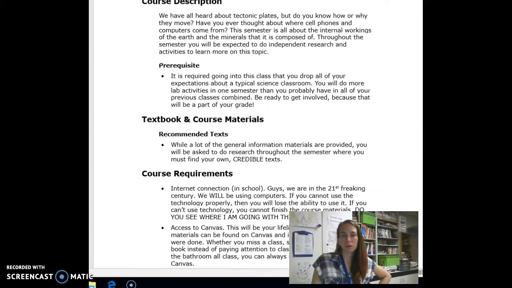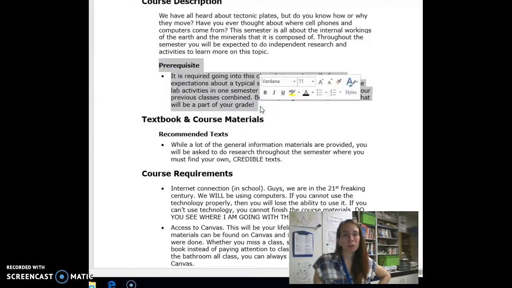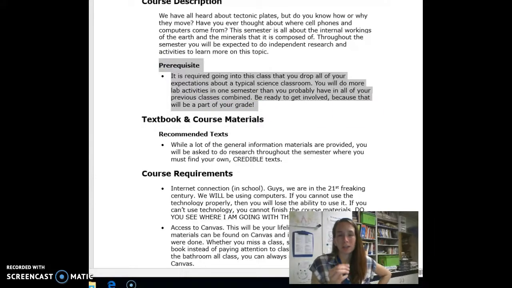You need to take a look at prerequisites. Here it tells you that I want you to drop all of your expectations about what you think a typical science classroom is. Okay, you'll do more lab activities than you've probably ever done in all of your previous science classes combined. Okay, I like hands-on activities, so get ready for that. Get involved.